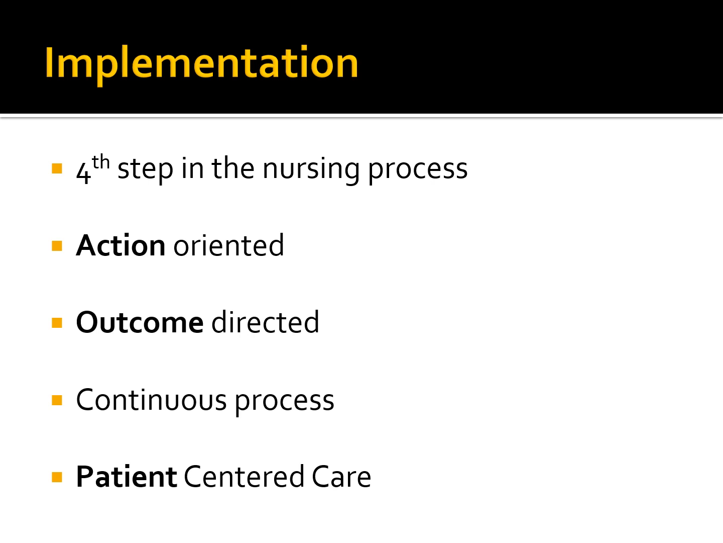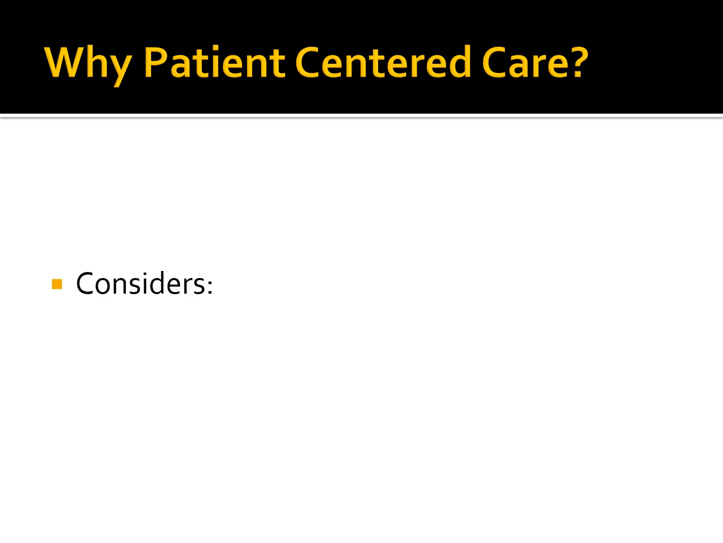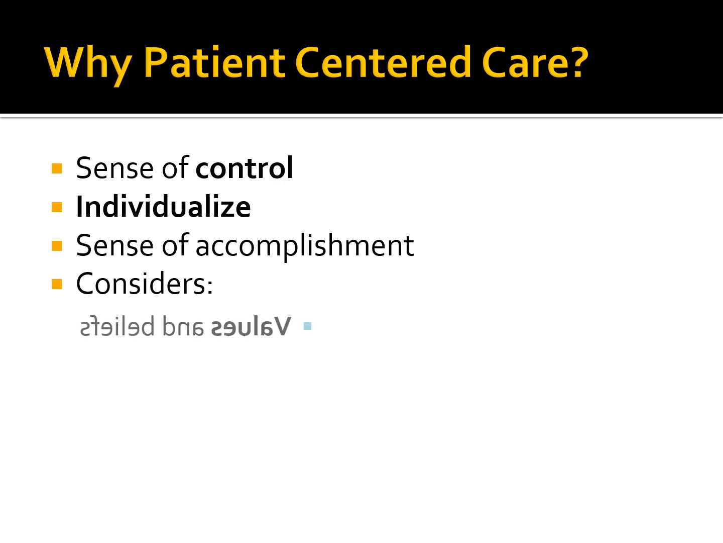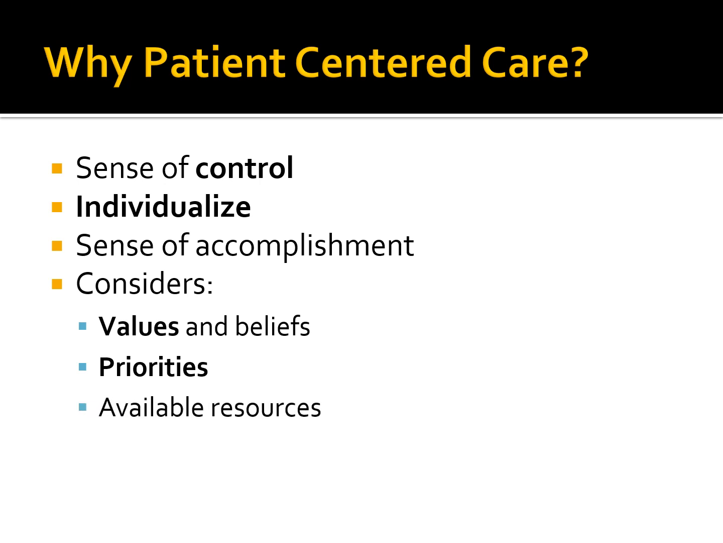It's the 4th stage in the nursing process. It's action-oriented. It's outcome-directed. It's a continuous process. And most importantly, it's patient-centered care. Why patient-centered care? So they feel a sense of control. It's going to be individualized. Everybody's different. It's a sense of accomplishment for that patient. So it considers the patient's values and beliefs, the patient's priorities, and available resources that you have.